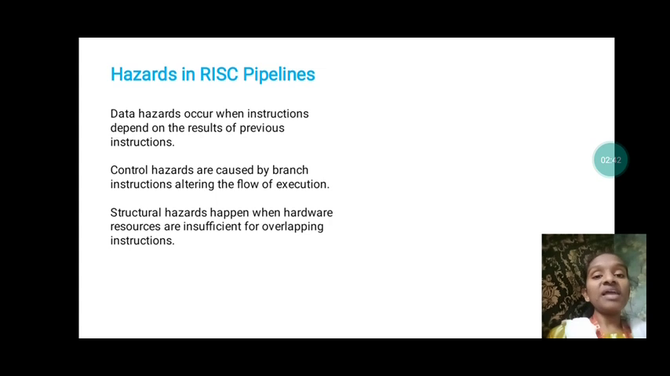Hazards in a RISC pipeline. Data hazards occur when instructions depend on the results of previous instructions. Control hazards are caused by branch instructions altering the flow of execution. Structural hazards happen when hardware resources are insufficient for overlapping instructions.